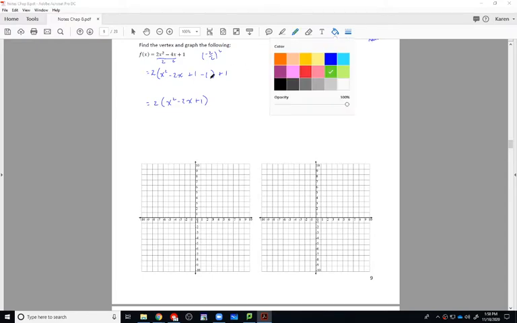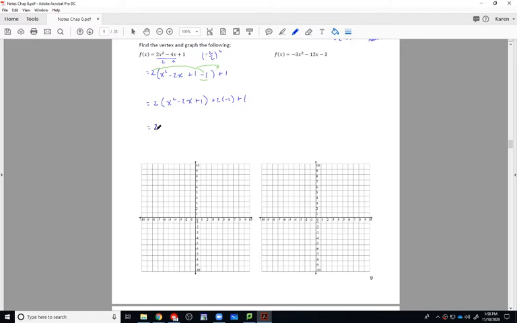To get rid of it, I'm going to take it out of the bracket by multiplying it by the 2 so that it can come out. I'd be left with 2 times x squared minus 2x plus 1 plus 2 times that negative 1 plus 1. Now I'm going to factor, so this is going to factor to x minus 1 all squared, so half that middle term. And then I've got negative 2 plus 1 is negative 1.